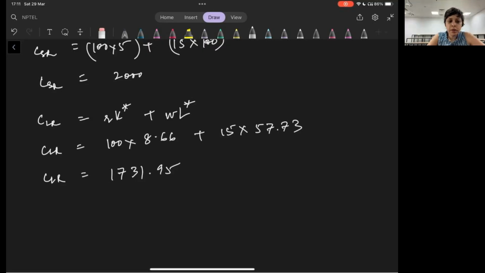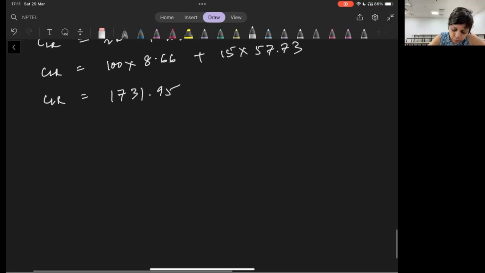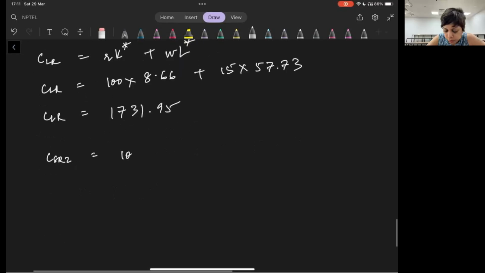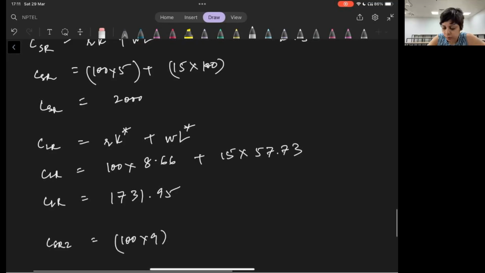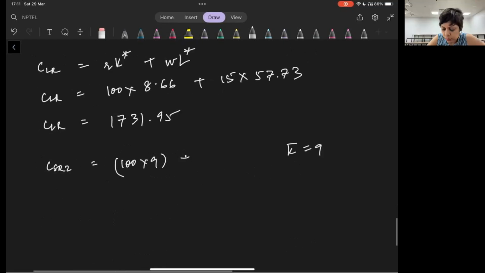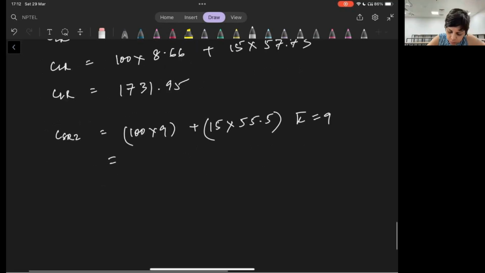And in the short run, let's see what happens in the new short run. Let's say short run 2. We again calculate the cost. This is 100 into 9. RK, K bar is now 9, right? 100 into 9 plus 15 into 55.5. I've not computed this somewhere. You can compute this. What does this come out to be? So 900 plus, let me calculate this.